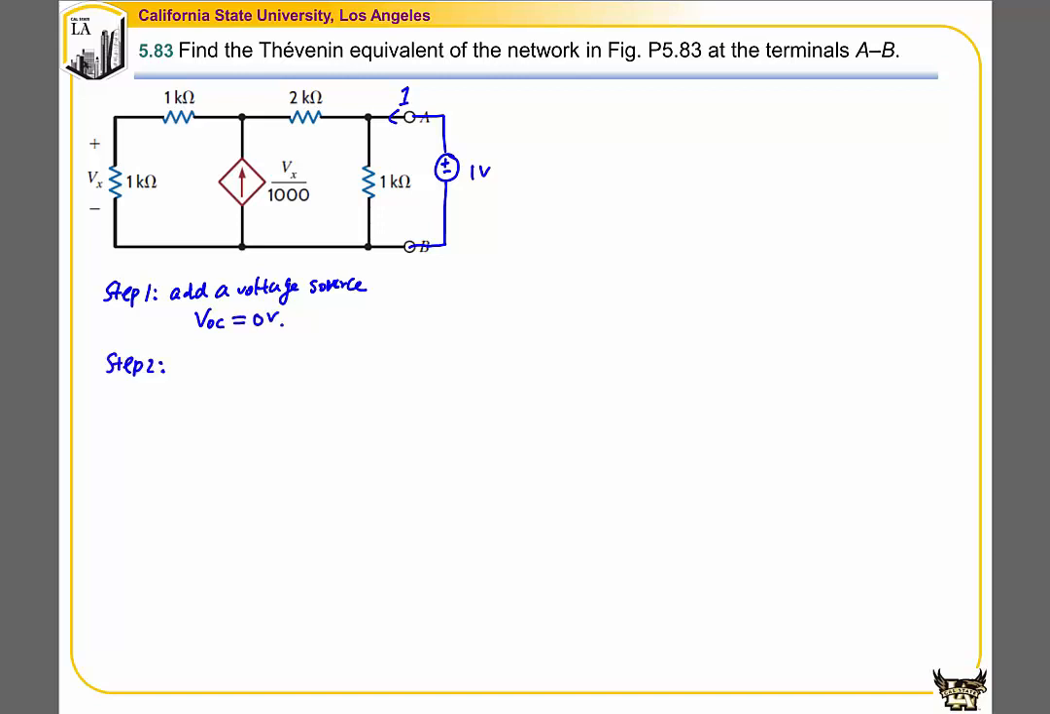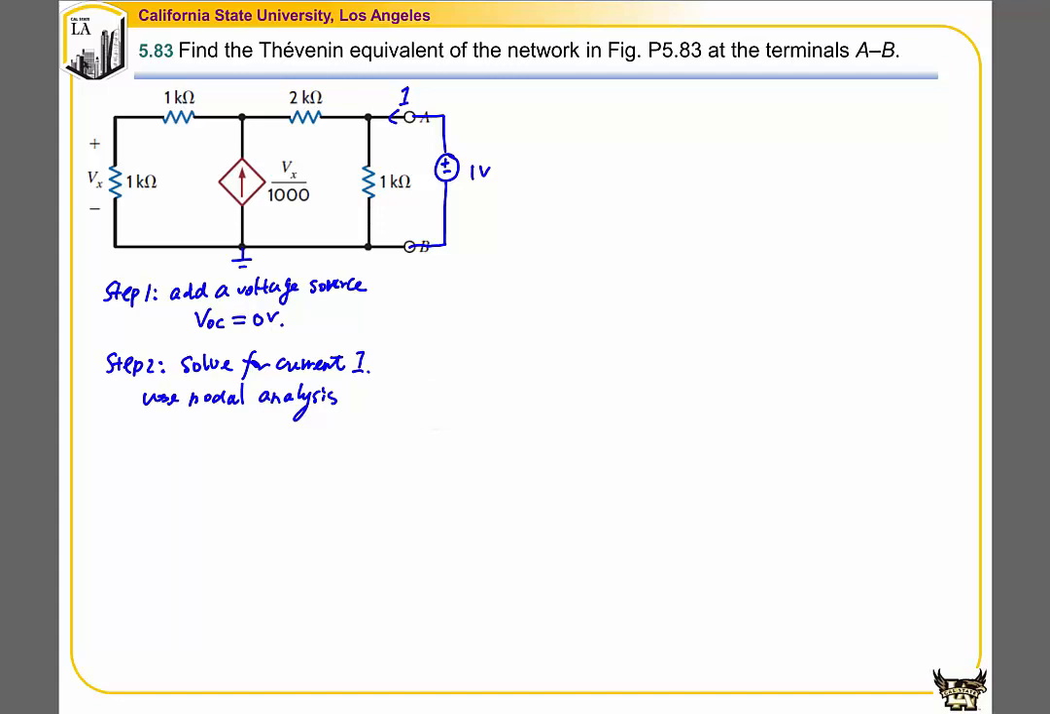Step 2, we're going to solve for current I. So you have different ways that you can calculate current I. You can use nodal analysis, you can use loop analysis. So now we are going to use the nodal analysis. For you, just pick the one that you are familiar with.